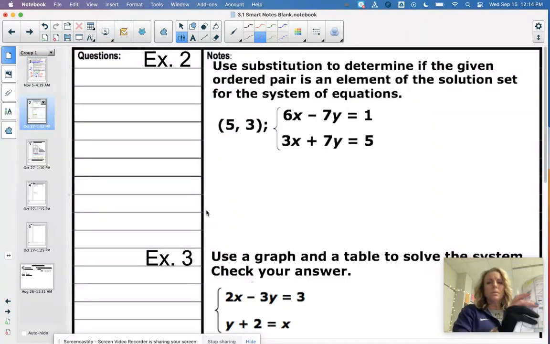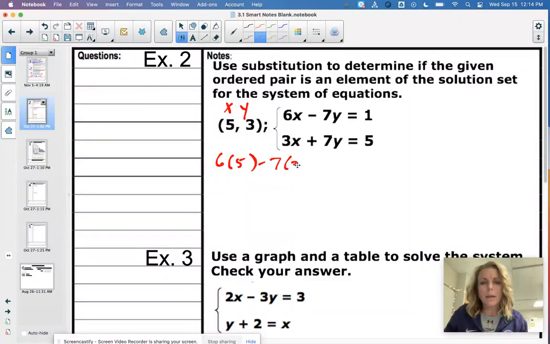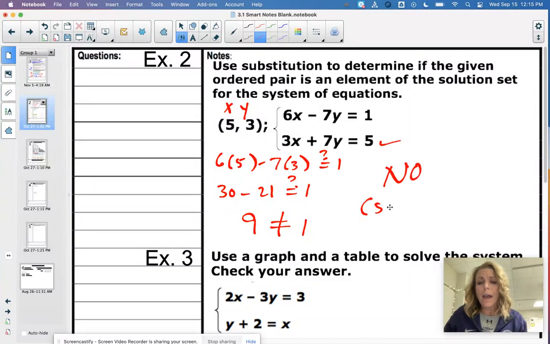On example 2, we're going to do a similar thing. Again, I'm going to plug in 5 for x and 3 for y into each equation. 6 times 5 minus 7 times 3, does that equal 1? Well, that's 30 minus 21. 30 minus 21 is 9. That does not equal 1. So we don't even have to check this other equation because it didn't even work in the first equation. So no, 5, 3 is not a solution.